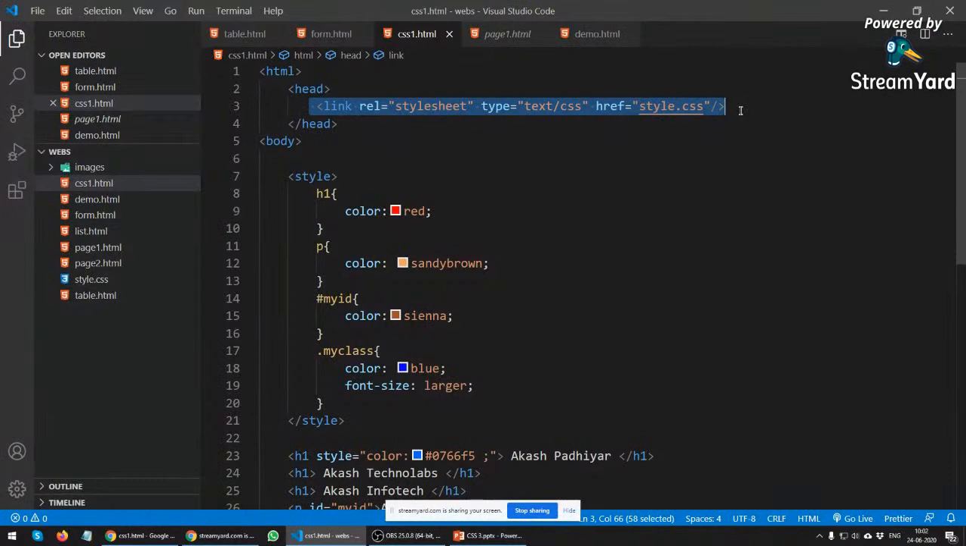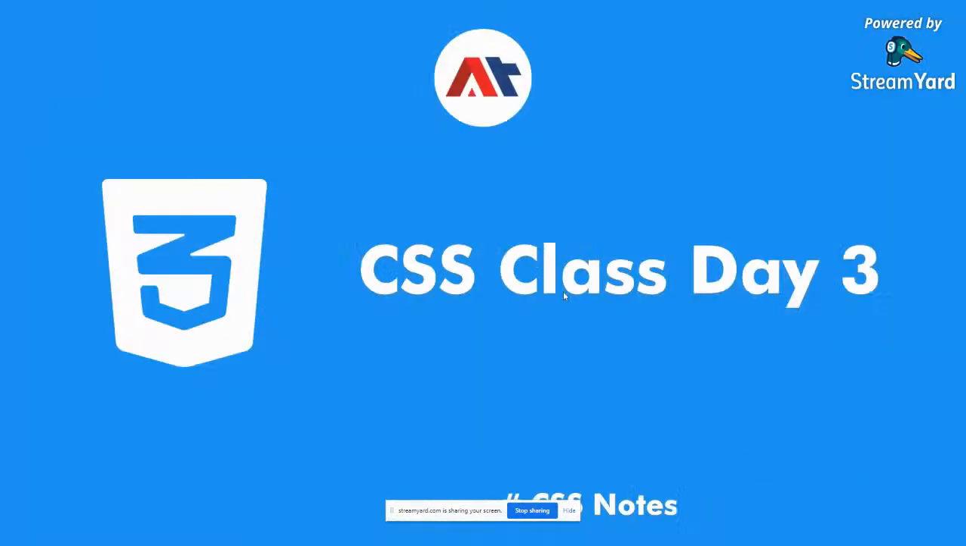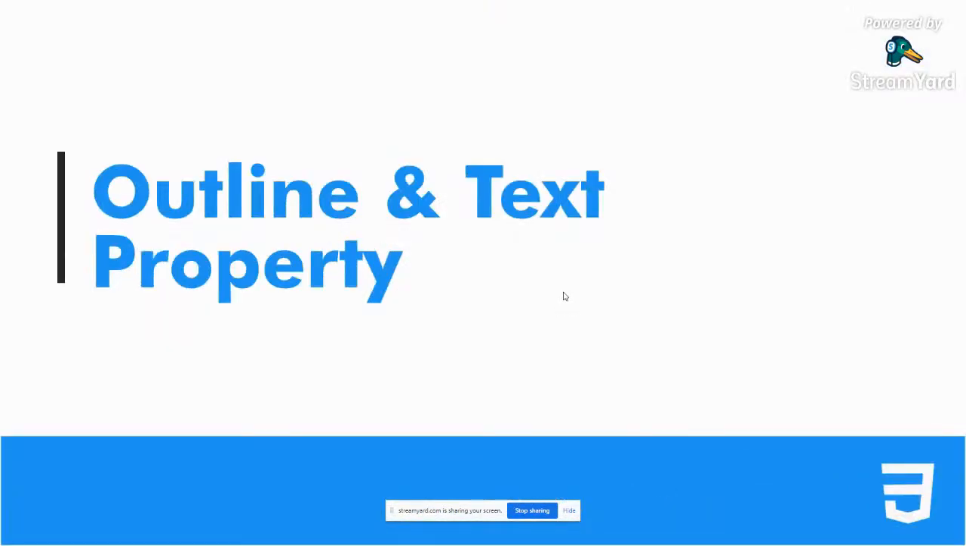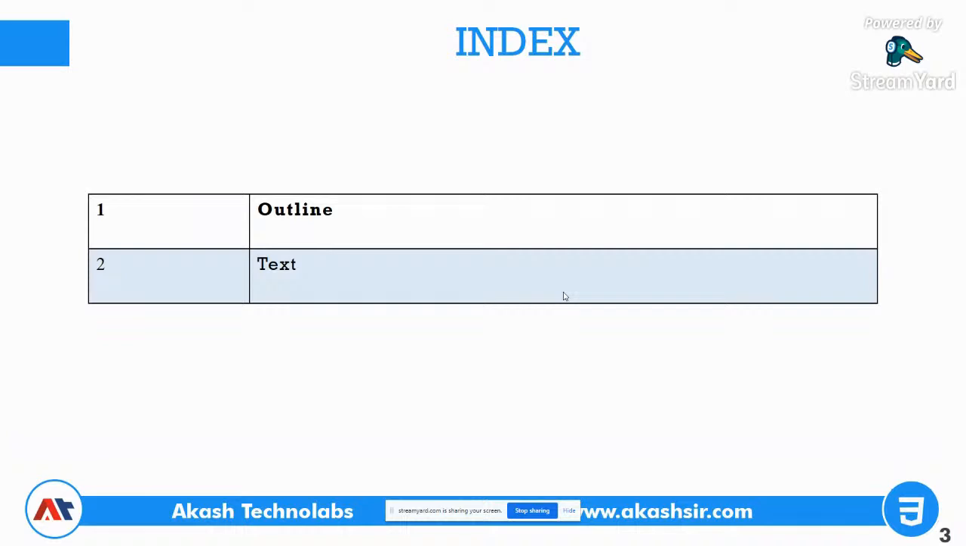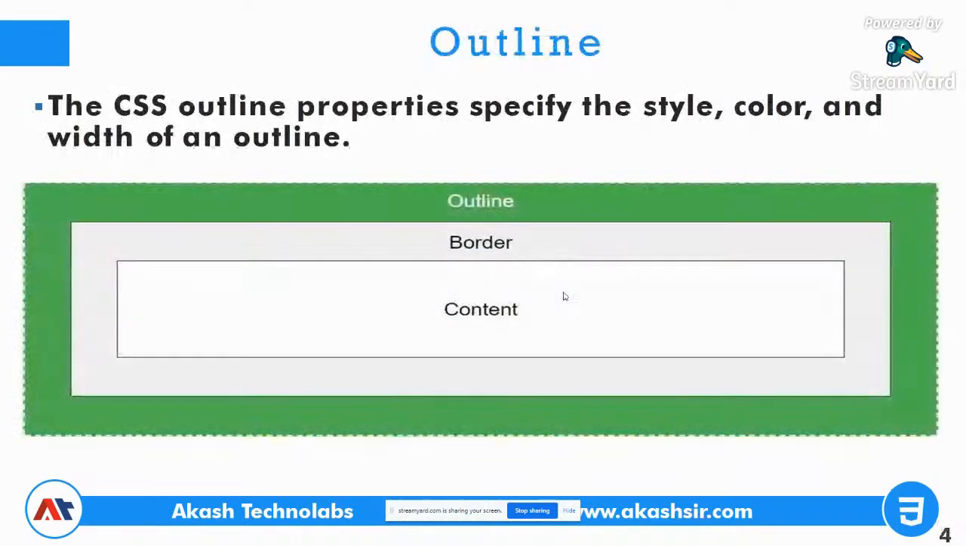Okay, if we talk about the various properties of CSS, next are some of the text properties and outline. For example, I want to display some outline. You can see on the screen, the CSS outline properties specify the style, color, and width of an outline. Let's say I want to display some outline over here. Here you can see an outline which contains a background color, a green color.